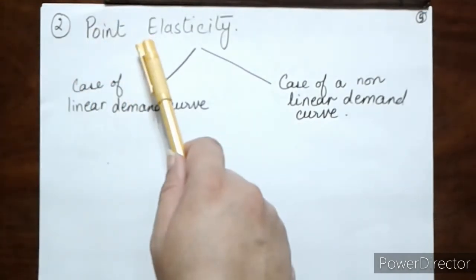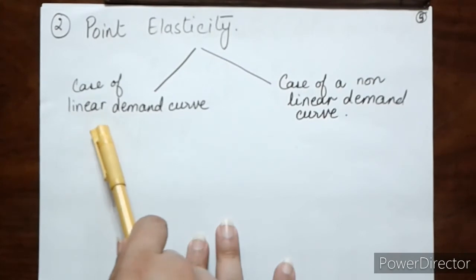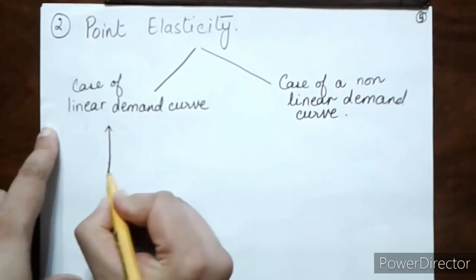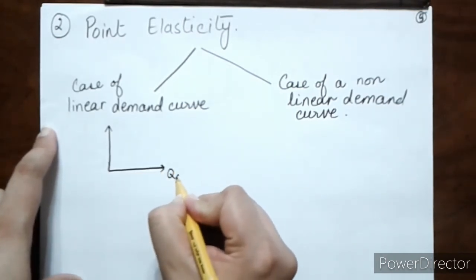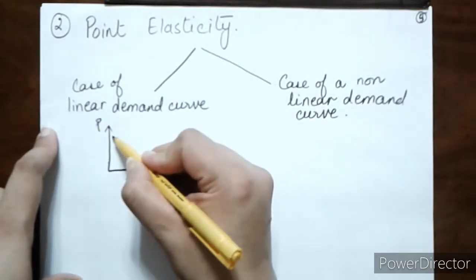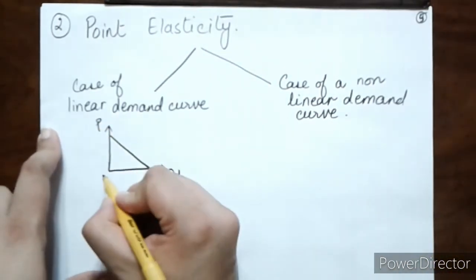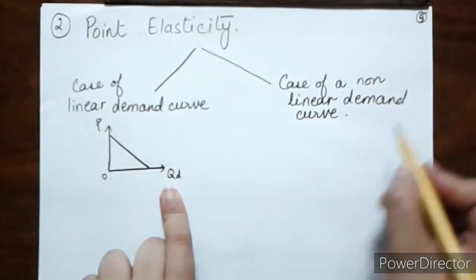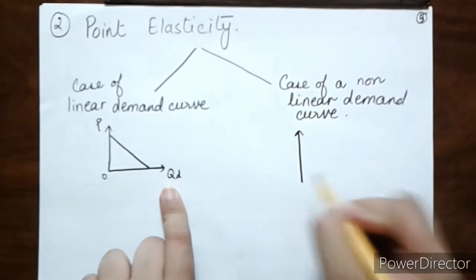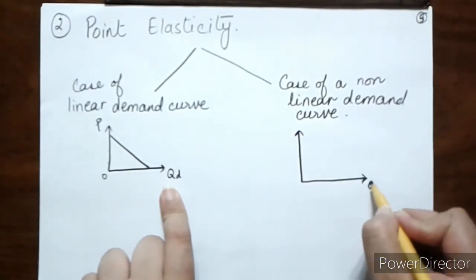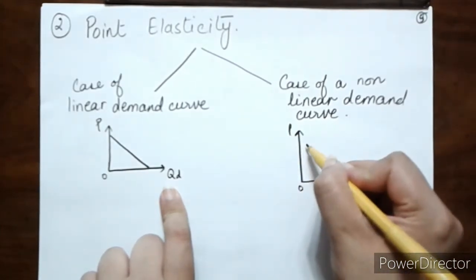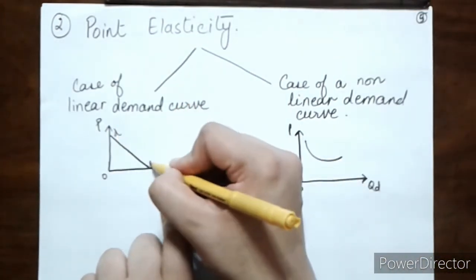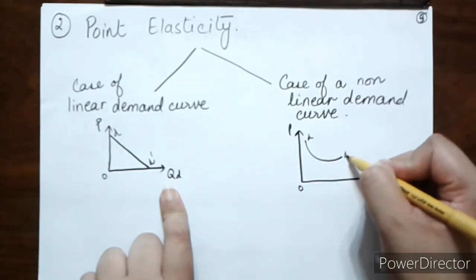Okay, now in case of point elasticity we have two cases. When we have a linear demand curve. Now what's a linear demand curve? Linear demand curve is a demand curve which is a straight line like this. Okay, this is a linear demand curve, and we can have another type of a demand curve which is non-linear, which is a bit curvy. Let's say it's like this. Okay, this is my demand curve and this was my demand curve.